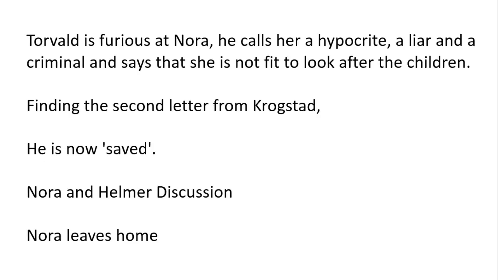Now he is very furious at Nora. He calls her a hypocrite, a liar, a criminal, because she did a forgery, and it is something which is against Helmer's 19th century morality. So he says that she is not fit to look after her children. But suddenly he finds the second letter from Krogstad in which he is apologizing and he says that I will not disclose this matter to the public. So he says, now I am saved.